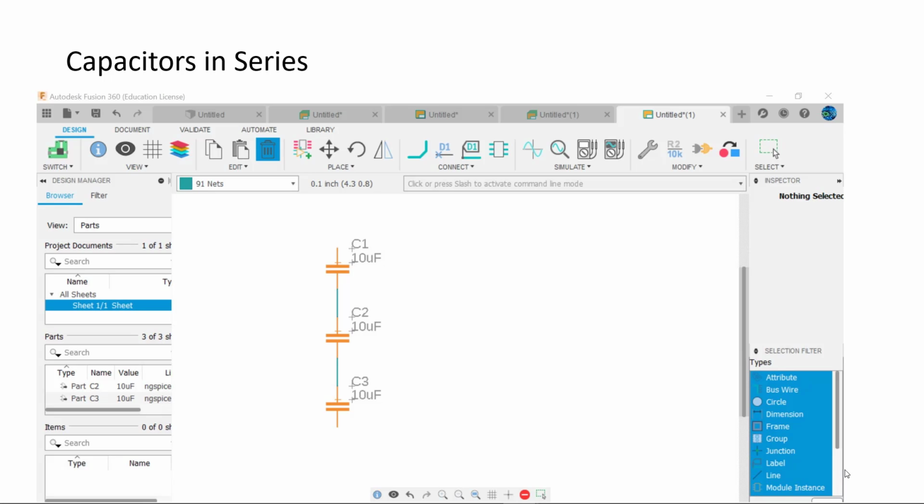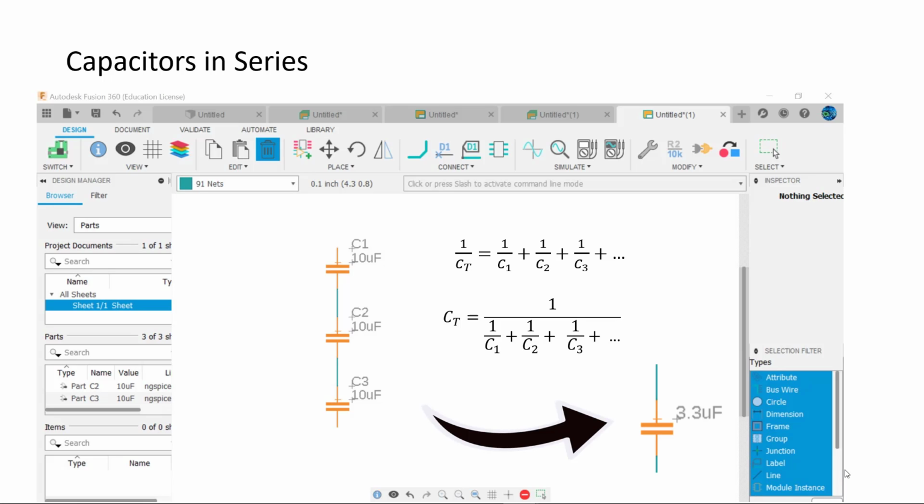Capacitors in series add as reciprocals. 1 over C total equals 1 over C1 plus 1 over C2 plus 1 over C3, and so on. Similar to resistances in parallel, we can rewrite the formula as C total equals 1 over the quantity 1 over C1 plus 1 over C2 plus 1 over C3, and so on. These three capacitors in series equal 3.3 microfarads.